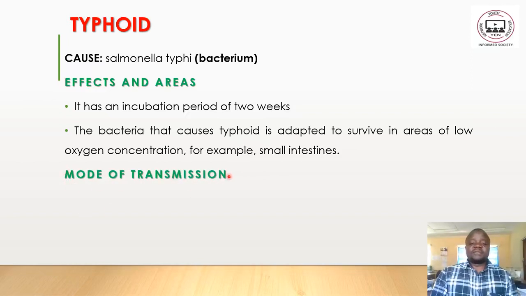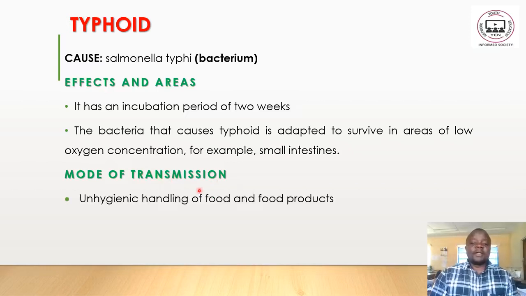Mode of transmission, how is it spread from one person to another? Unhygienic handling of food and food products. So when you are handling the food and maybe you are already affected with the Salmonella typhi, then you can transmit. If a person will come and eat that food, is likely to get the disease.